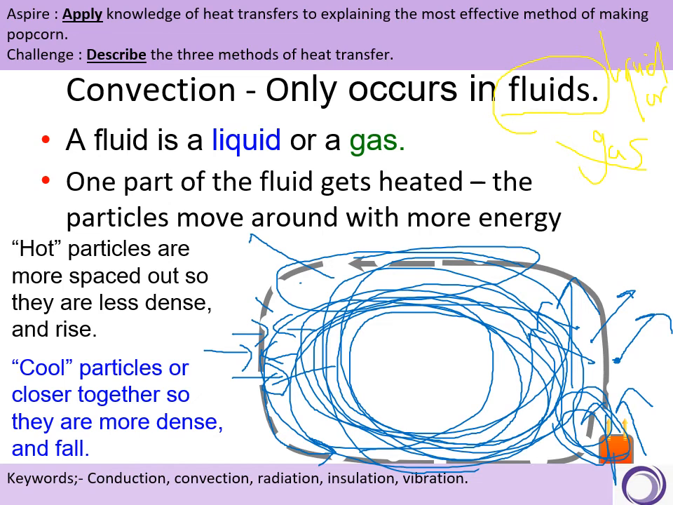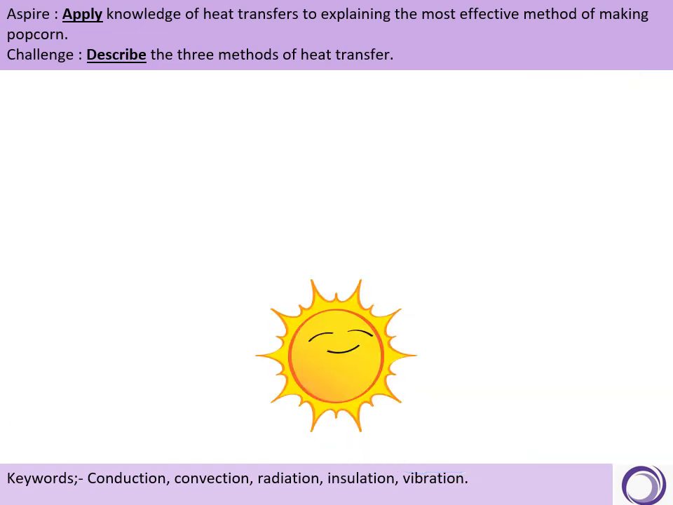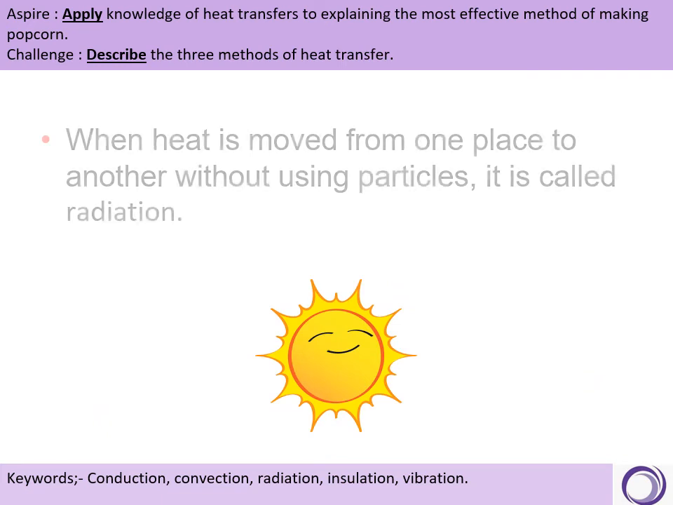So what you've got, let's be clear about this: particles gain energy, they get further apart, less dense, rise. They lose energy, get close together, more dense, and fall. That's convection. So the third one is radiation.